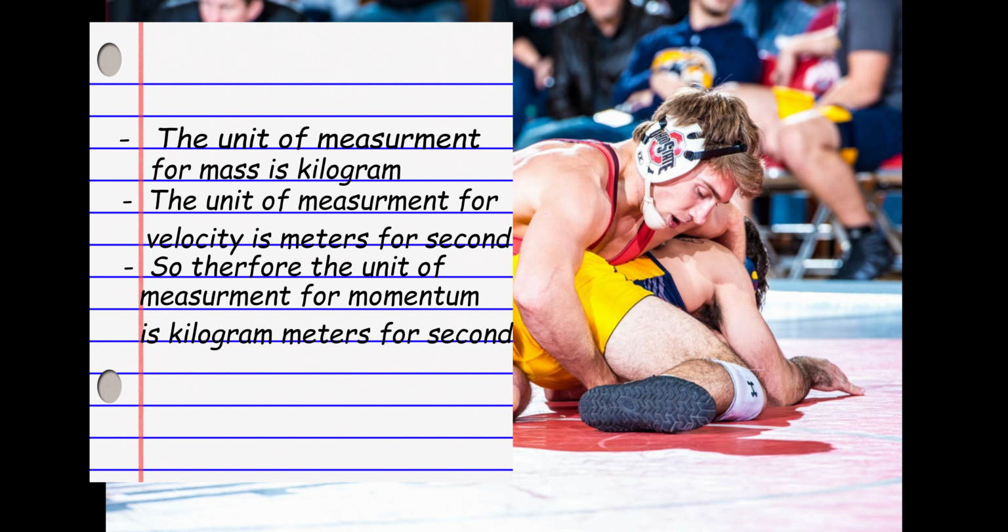The SI unit of measurement for mass is kilograms. The SI unit of measurement for velocity is meters per second. Since momentum equals mass times velocity, the SI unit for momentum is kilogram meters per second.